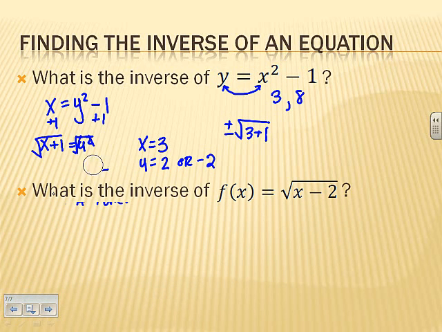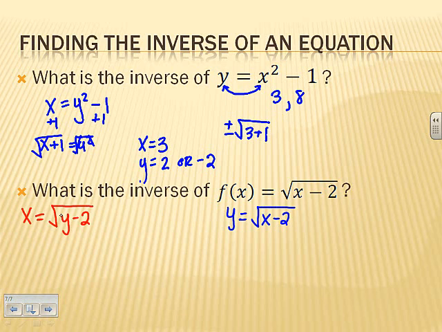Sometimes they will write a function or a relation as f of x. Remember that f of x is just a fancy way of writing y. So I can rewrite this equation to say y equals the square root of x minus 2. So to find the inverse, I need to switch x and y. So it becomes x equals the square root of y minus 2. Then I solve for y.